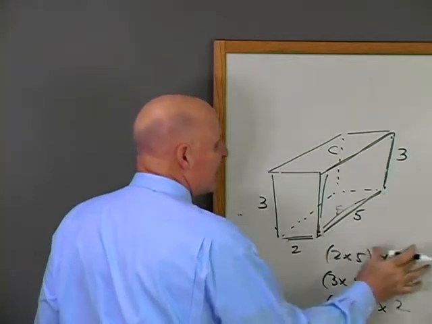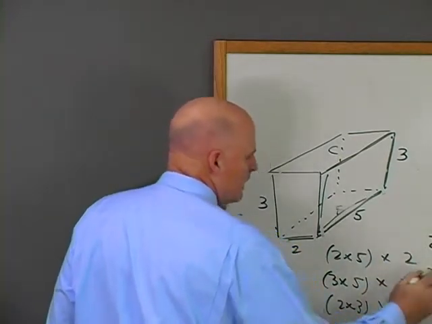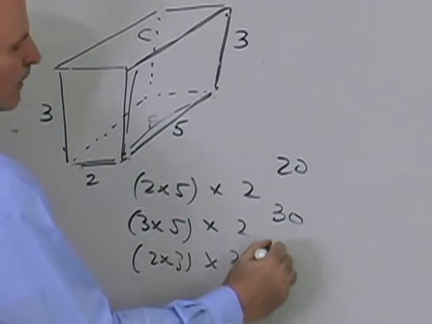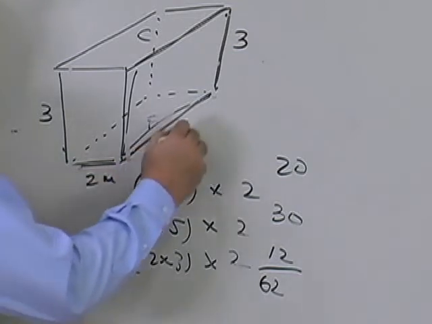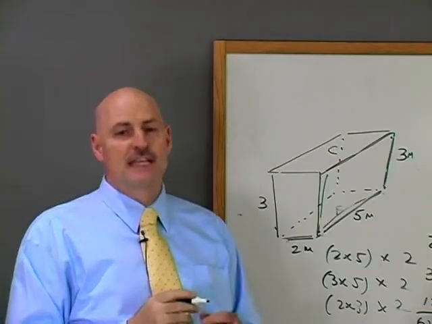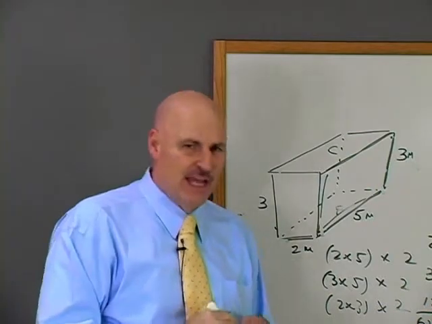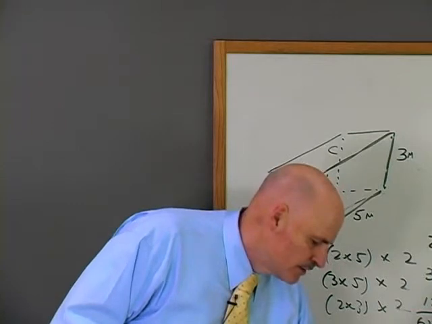So you've got 10 times 2 is 20. 15 times 2 is 30. 6 times 2 is 12. You add them up, 62 what? If this is all meters, square meters, because area is square. Okay, 62 square meters. Okay, got that?